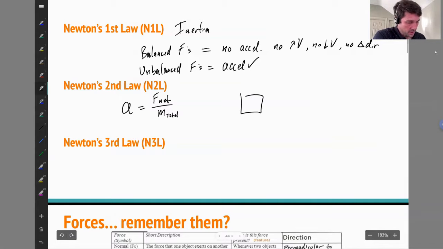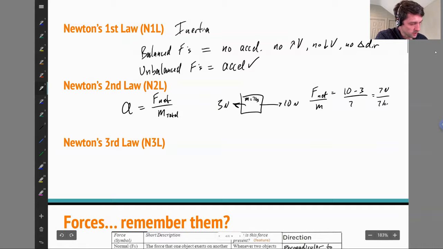So if you've got something like a box, for example, with 10 newtons pulling it in one direction and 3 newtons pulling it in the other direction, and let's say it has a mass of 7 kilograms, well, the net force is going to be found by taking the difference of the forces in opposite directions. We've got 10 to the right minus 3 to the left divided by the mass, which is 7 kilograms. So we've got a net force of 7 newtons and a mass of 7 kilograms, and that's going to result in an acceleration of 1 meter per second squared.